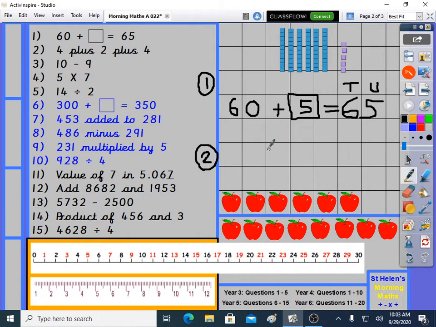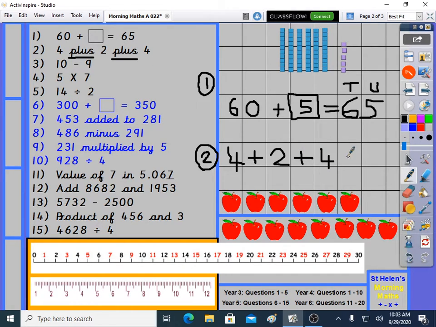Question 2. This has some words in it, but they're not difficult, hopefully. 4 plus, we can just do the plus sign. Mine went a bit wobbly. 4 plus 2 plus, again, 4. 4 plus 2 plus 4.